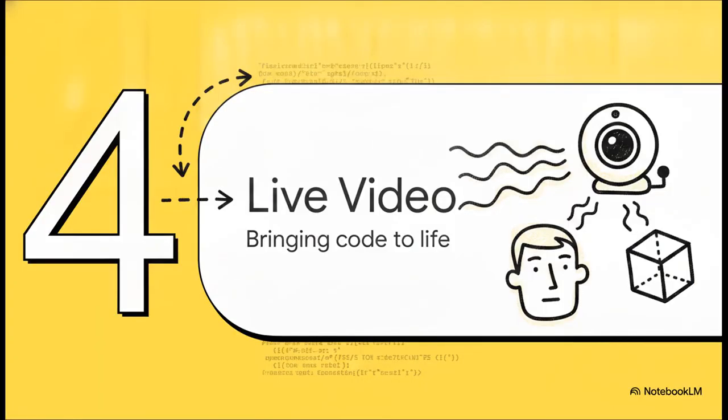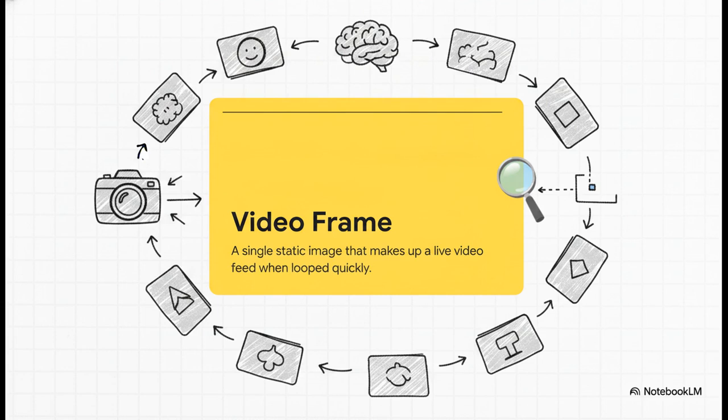Which brings us to Section 4, transitioning to live video. To wrap your head around coding live video, don't think of a video feed as a continuous stream. Just think of it as a really, really fast-moving loop of static image frames. If you can process one static image, you can process a video. You just have to do it over and over again, incredibly quickly.